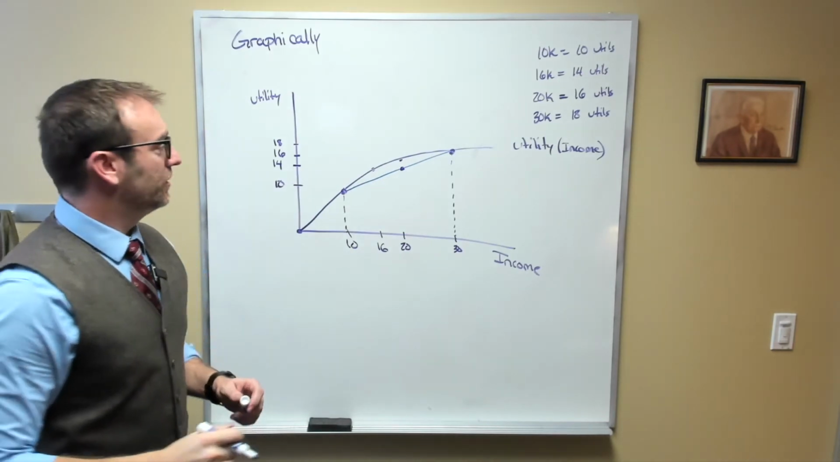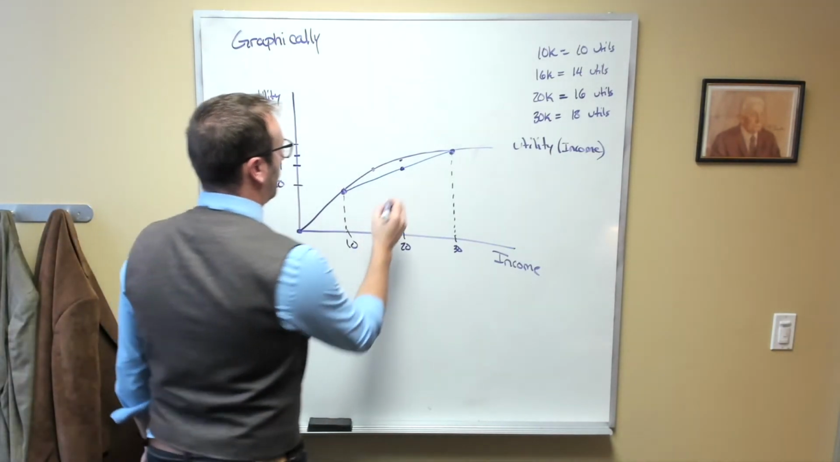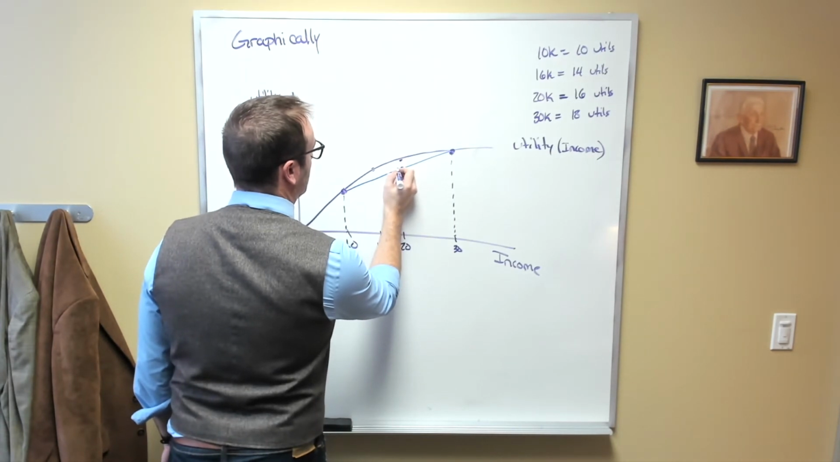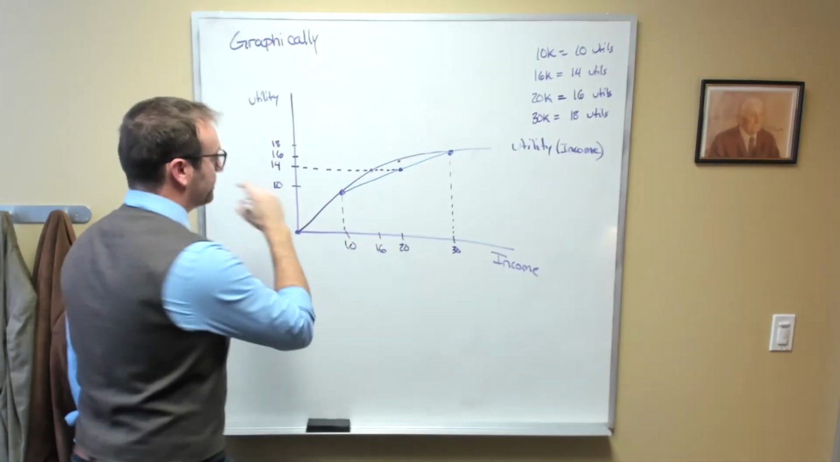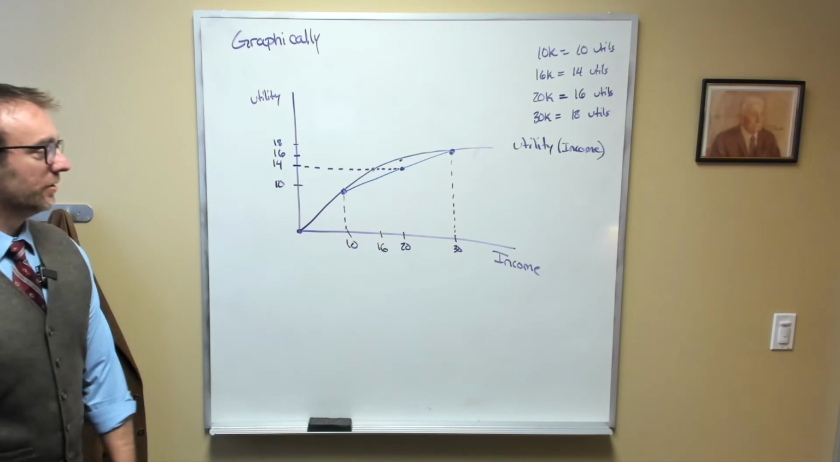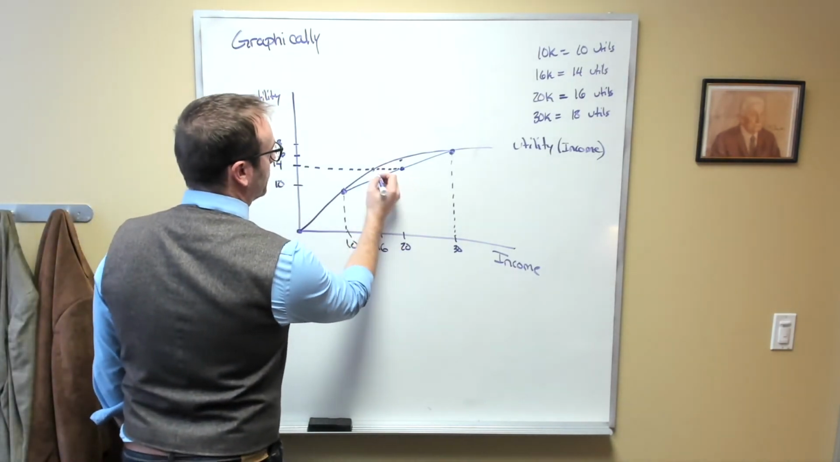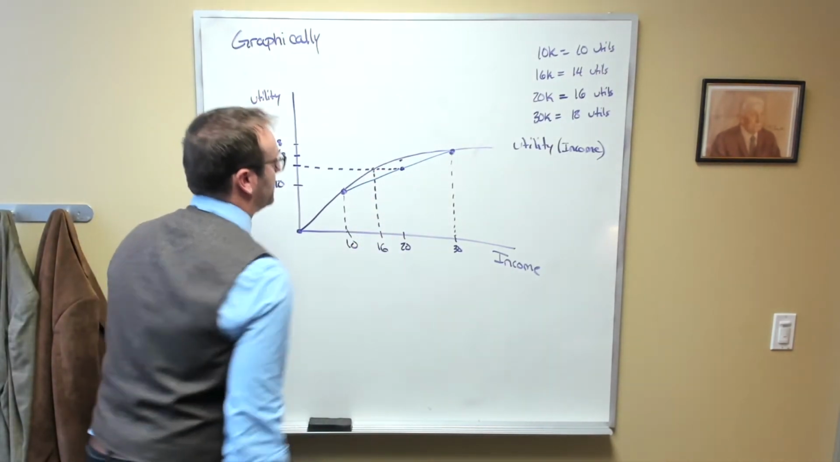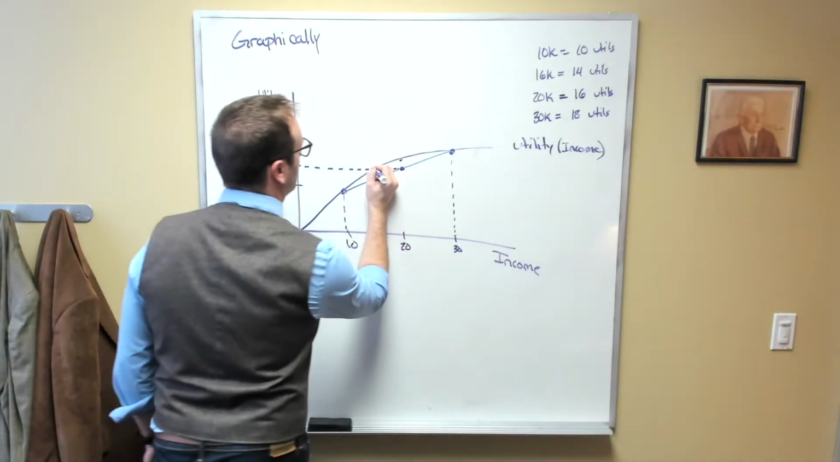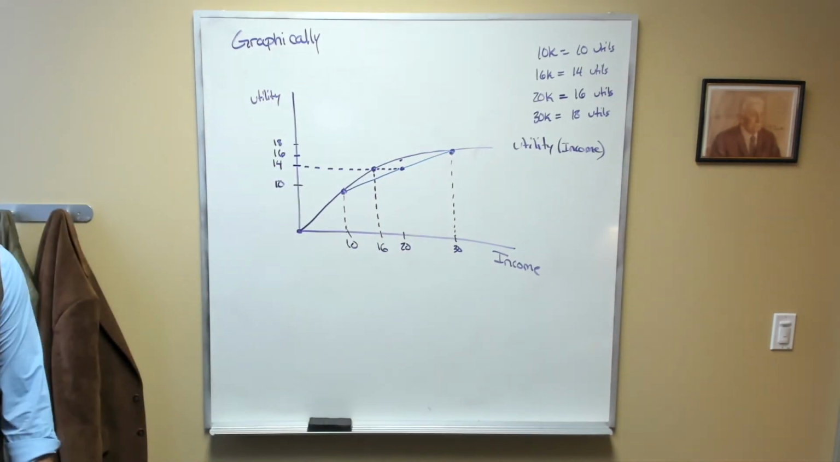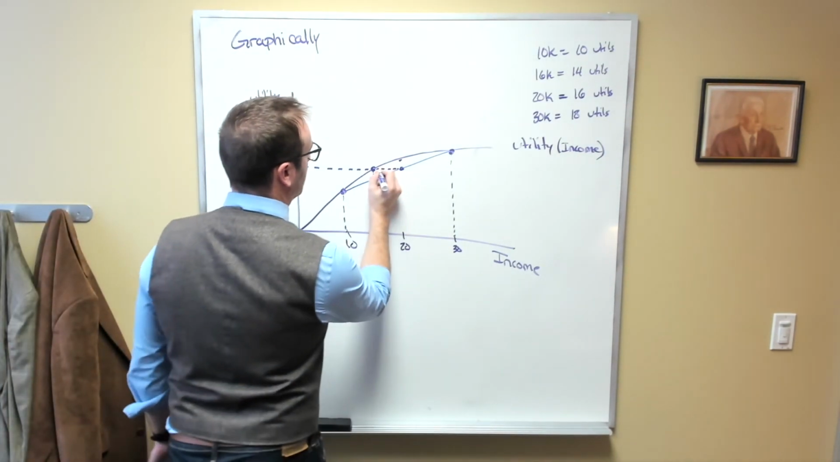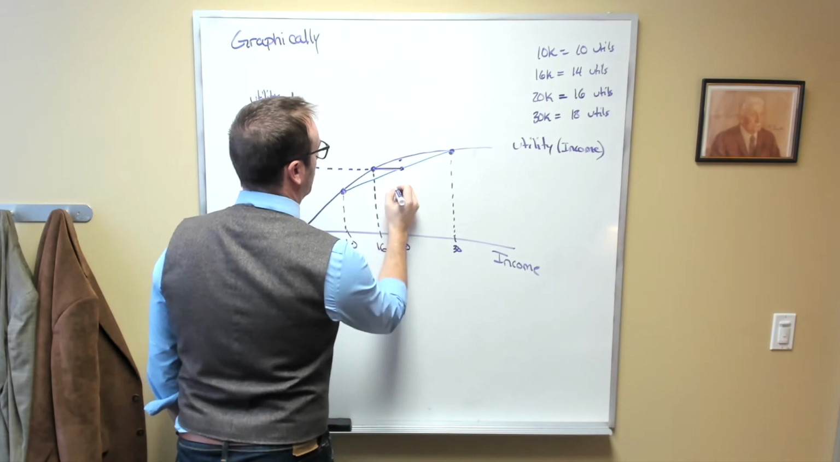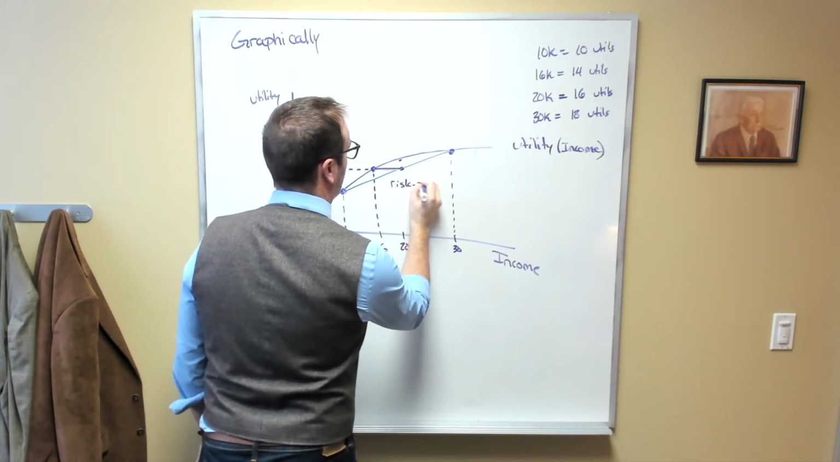Okay? This $20,000 in expected income with uncertainty comes with it an expected utility of 14. And this is the same expected utility as $16,000 guaranteed, which would be right here. Okay? And so graphically, what we can show is that this right here would be the risk premium.